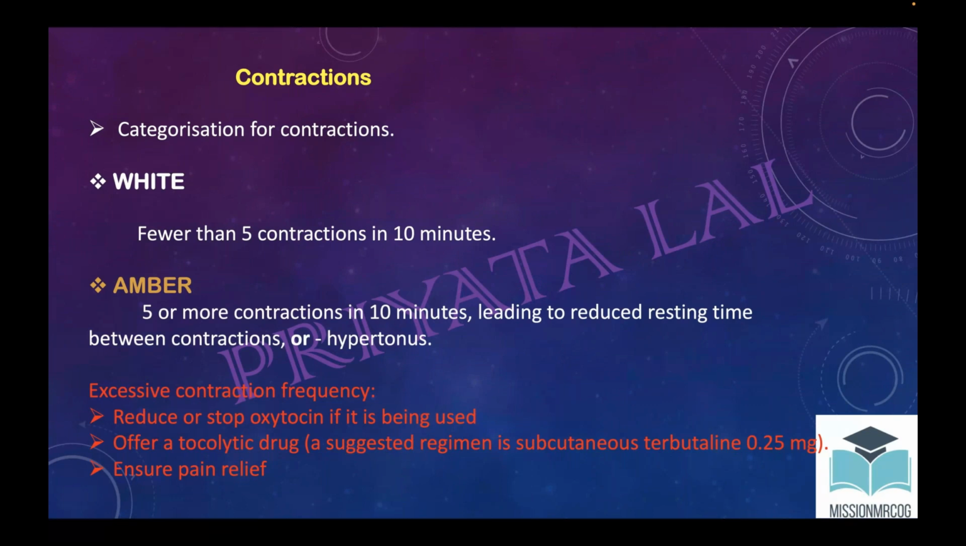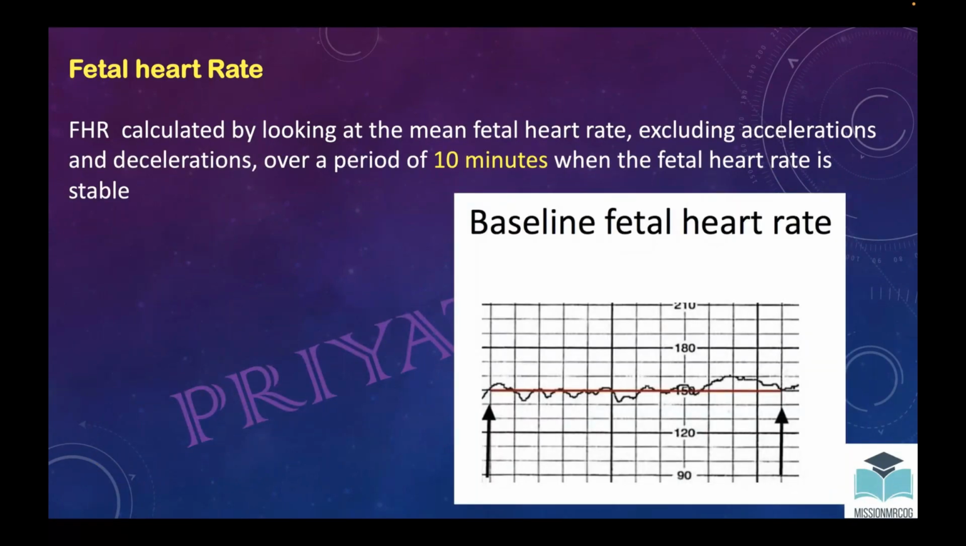Next component of CTG is the fetal heart rate. The fetal heart rate can be calculated by looking at the mean heart rate, excluding accelerations and decelerations, over a period of 10 minutes. What does it mean? In the CTG trace, you will look at a 10-minute segment, and you will make sure that in this 10-minute segment the fetal heart rate is stable. Accelerations and decelerations should not be there.